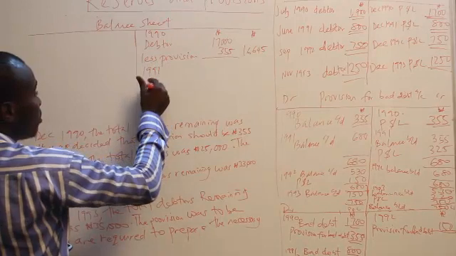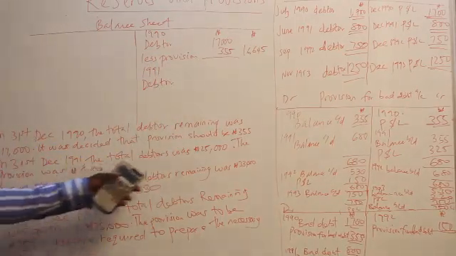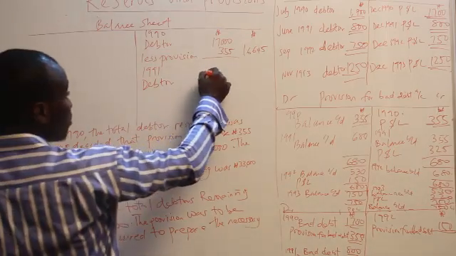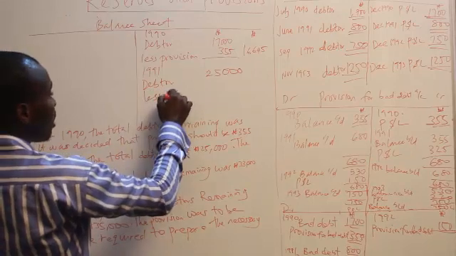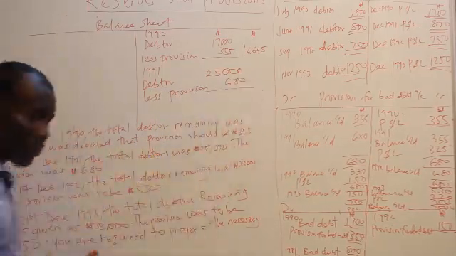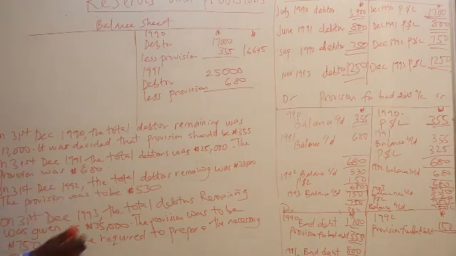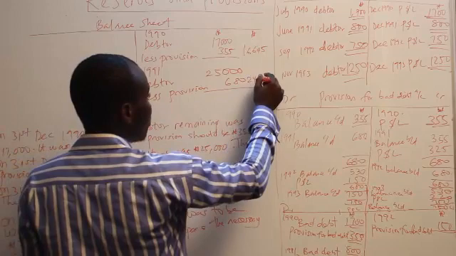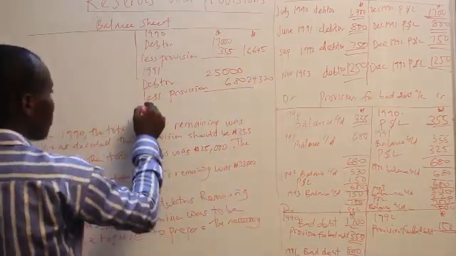So 1991 we have debtor. So balance of debtor in 1991 is 25,000. So we are going to less provision in that period, which is 680. So the provision in that period is 680. That is 25,000 minus 680. That gives us 24,320. Thereafter, we also have 1992.